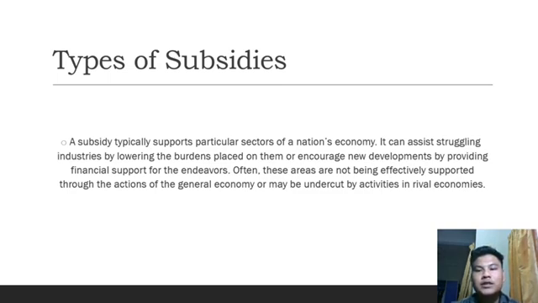Types of subsidies. A subsidy typically supports particular sectors of a nation's economy. It can assist struggling industries by lowering the burdens placed on them, or encourage developments by providing financial support for their endeavors. Often, these areas are not being effectively supported through the action of the general economy or may be undercut by activities in rival economies.